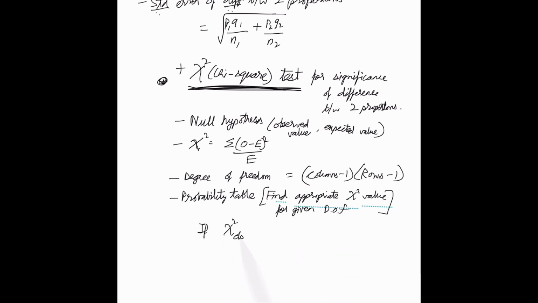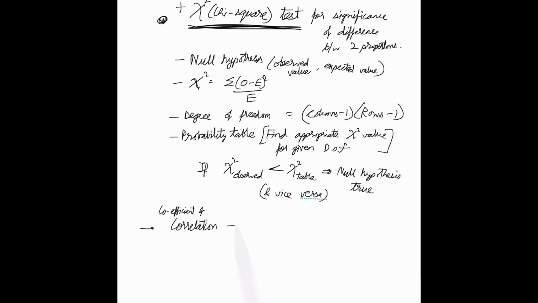And we see the probability table wherein we find the appropriate chi-square value for the given degree of freedom. And then we compare the two chi-squares. If chi-square observed is less than chi-square from the table, the null hypothesis is true, and vice versa.